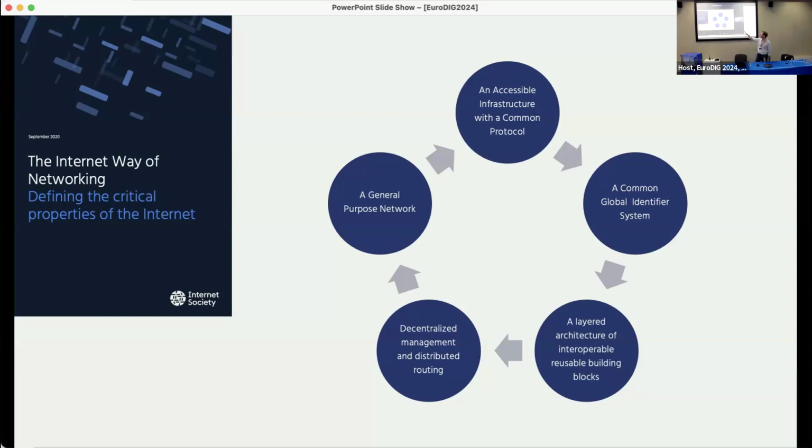Now, finally, the last critical property that we highlight is this notion of a general purpose network. And you can think about this from a net neutrality discussion, that the internet was really built for everything and nothing. It's agnostic to whatever it's transporting on top. And that is an incredibly important property of the internet that is really a feature of the network. Sometimes you hear people complaining that, oh, a cat video is getting the same priority as a health application of the internet.